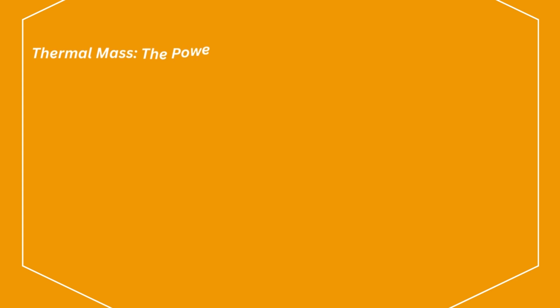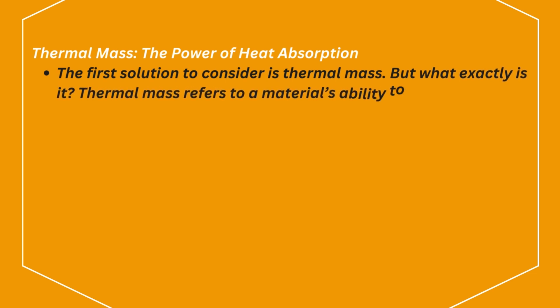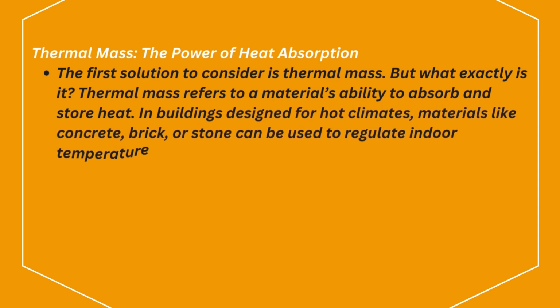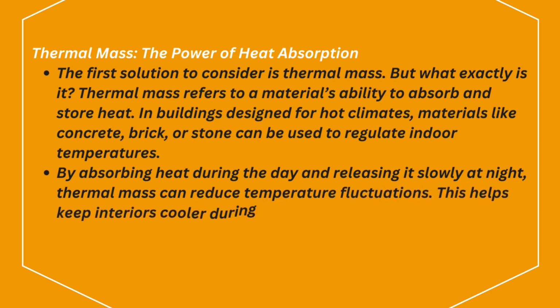Thermal mass, the power of heat absorption. The first solution to consider is thermal mass. But what exactly is it? Thermal mass refers to a material's ability to absorb and store heat. In buildings designed for hot climates, materials like concrete, brick, or stone can be used to regulate indoor temperatures. By absorbing heat during the day and releasing it slowly at night, thermal mass can reduce temperature fluctuations.